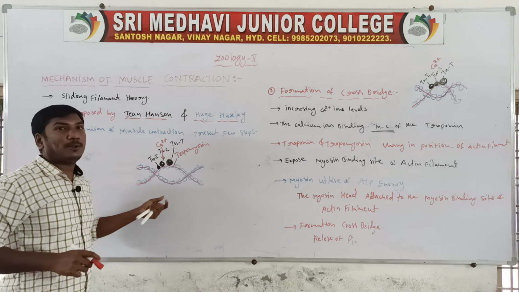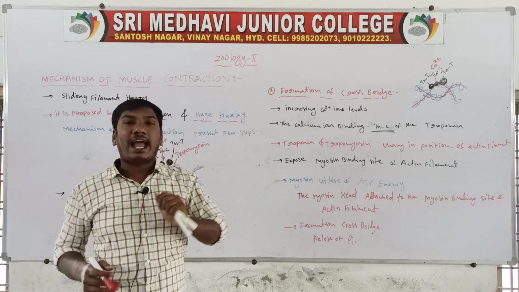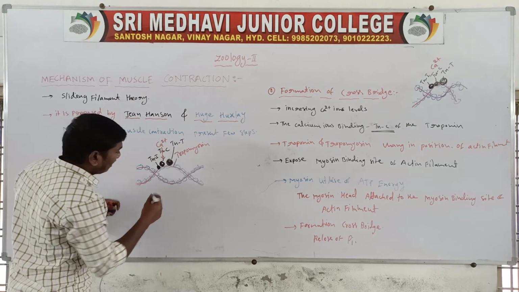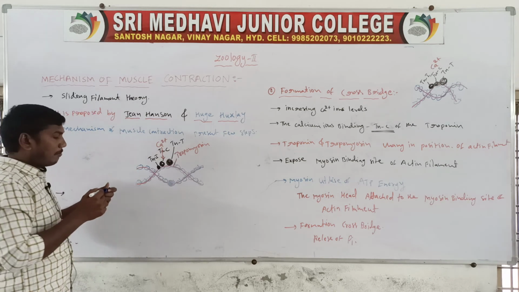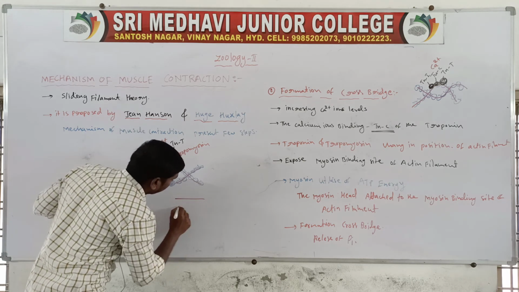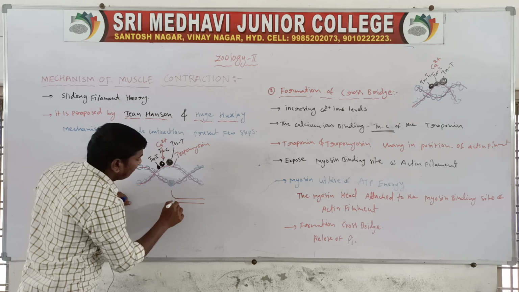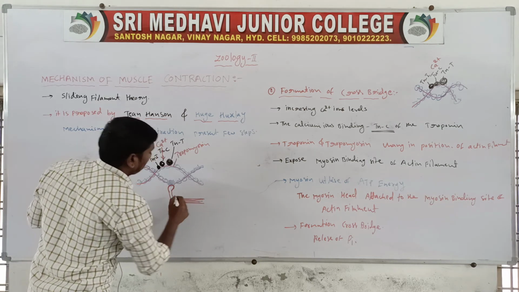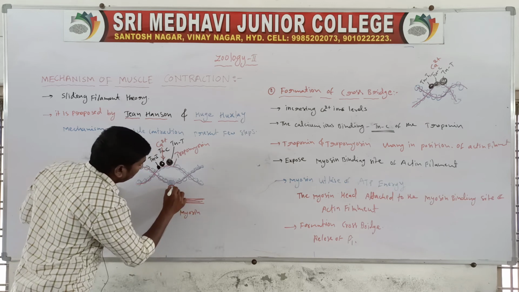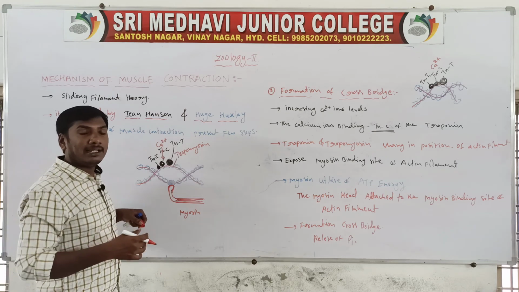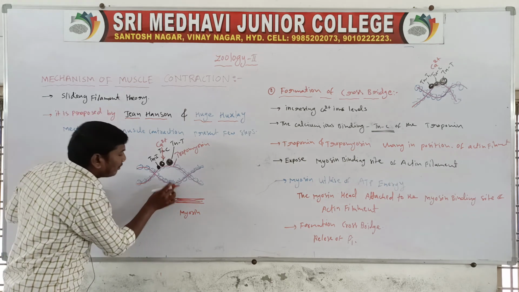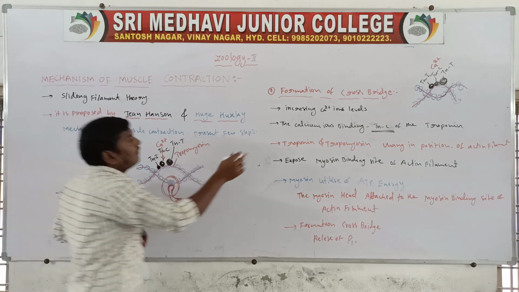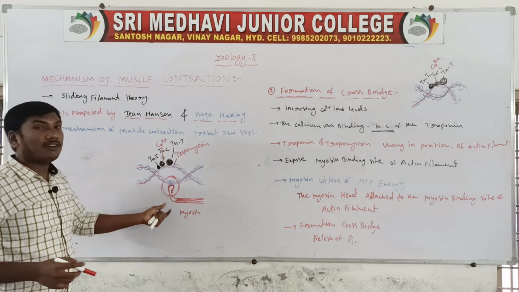So the actin filaments expose the myosin binding site. For example, these are the exposed myosin binding sites. So they are the myosin. The myosin head contains an ATP binding site and an actin binding site. The ATP releases energy, and using that energy the head binds to the actin by the actin binding site. So the myosin head binds to the actin. This is called the formation of cross bridge.